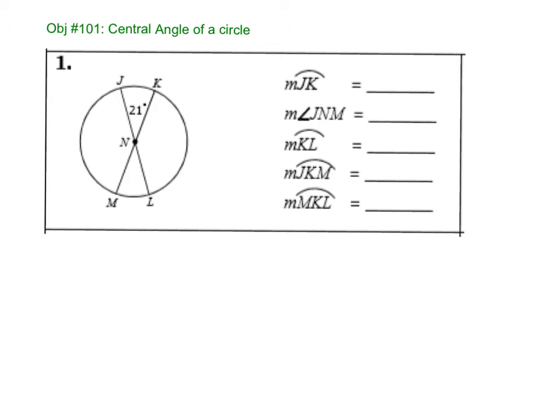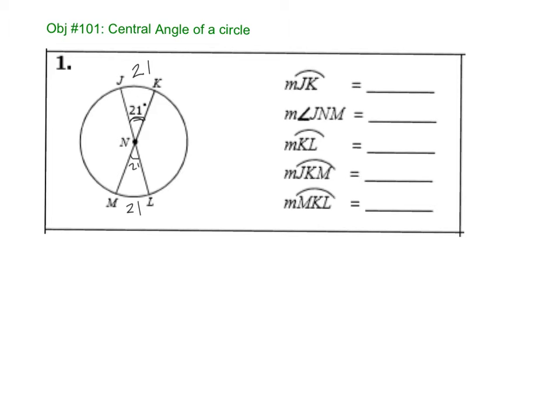All right, so we do have to use our knowledge of some of the older stuff that we've done. So I have this angle, JNK is 21. So that means that this is 21. If this is 21, what do you know about the angle across from it? Those are vertical. That means this is 21.